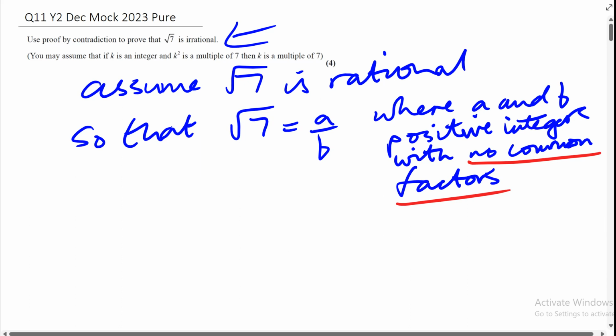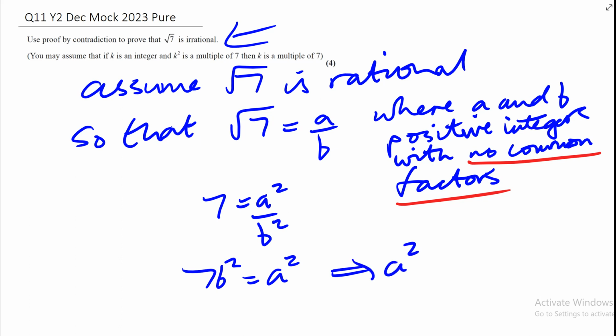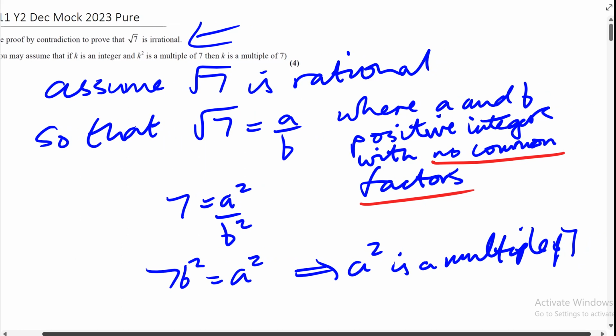So let's square both sides, and we get 7 equals a squared over b squared. That means that a squared is 7b squared, and so a squared is a multiple of 7. Oh, I ran out of space. Multiple of 7, and that means that a is a multiple of 7.